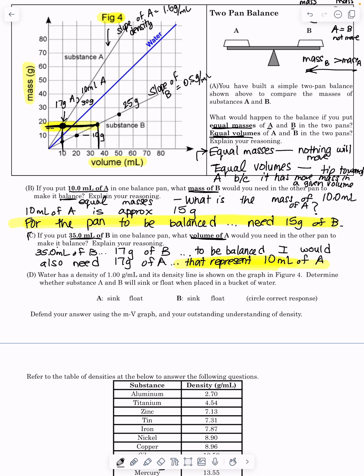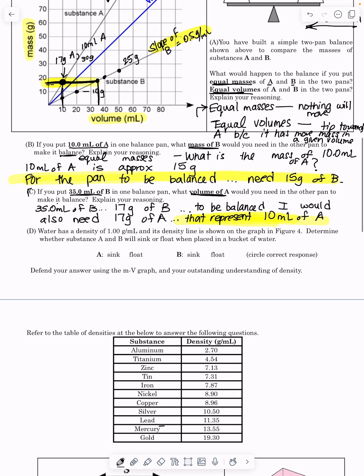If I took like 40 milliliters, that would be 20 grams. So we could clearly see that the density of A is larger than the density of B, and it will always have more mass than a given volume, and I would need less volume to have equal masses.